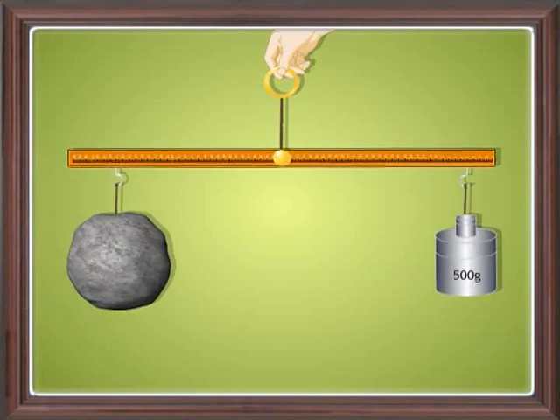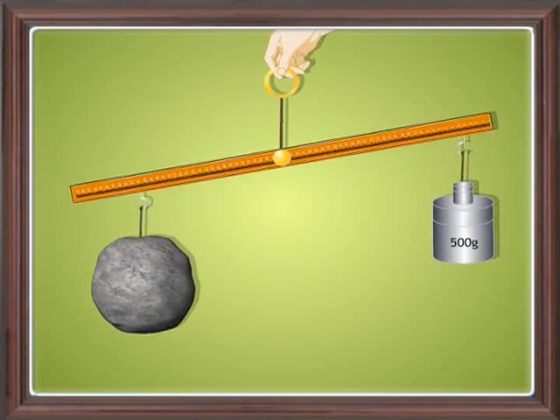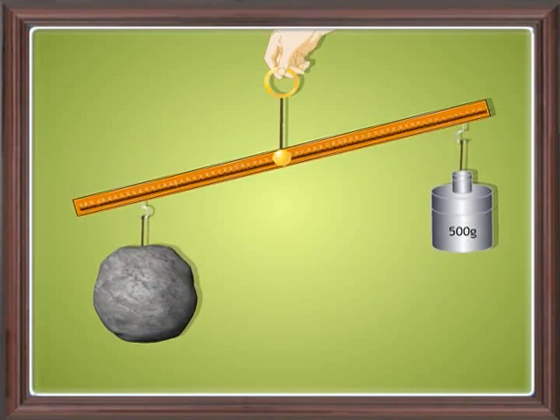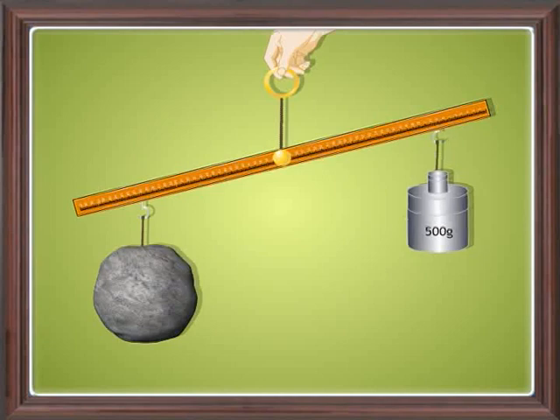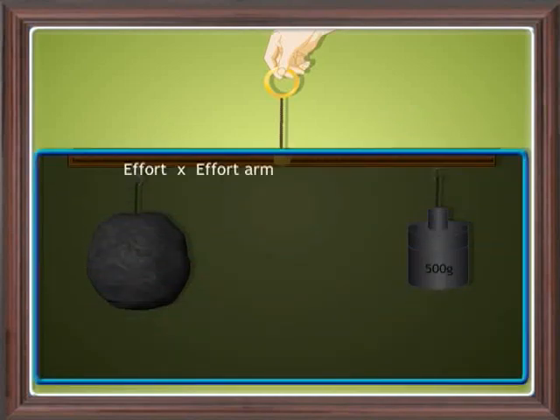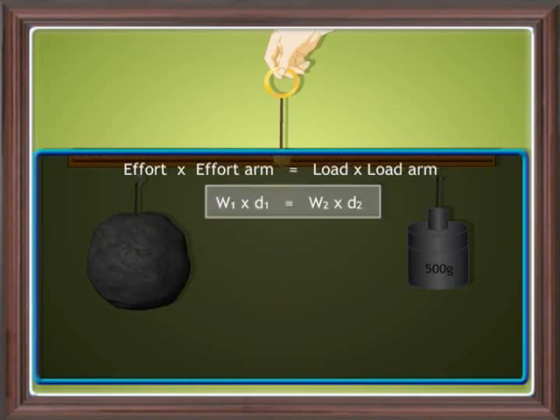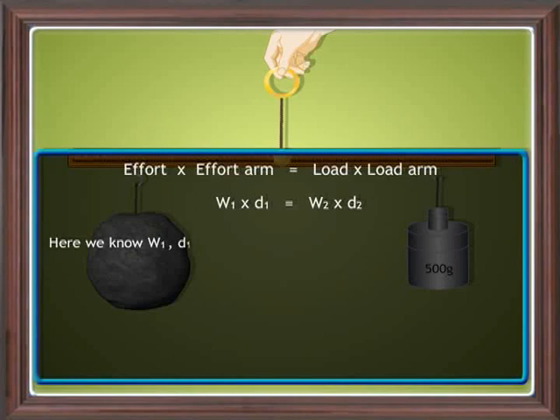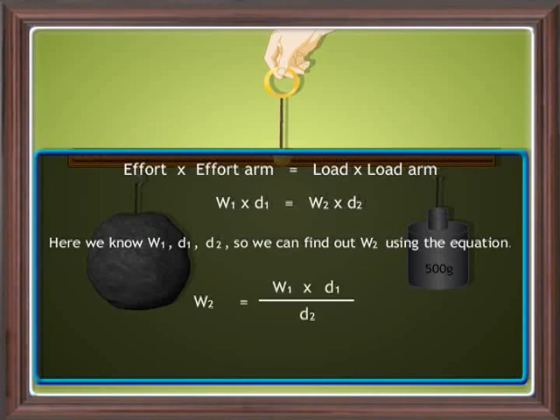Now, by adjusting the distance on either side, bring the scale to horizontal position. Note the lengths. According to the principle of moments, effort into effort arm is equal to load into load arm. That is, capital W1 multiplied by D1 is equal to capital W2 multiplied by D2. We know W1, D1 and D2. We can find out W2 using the equation W2 is equal to W1 multiplied by D1 whole divided by D2.